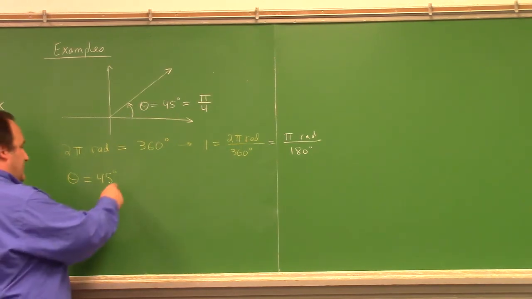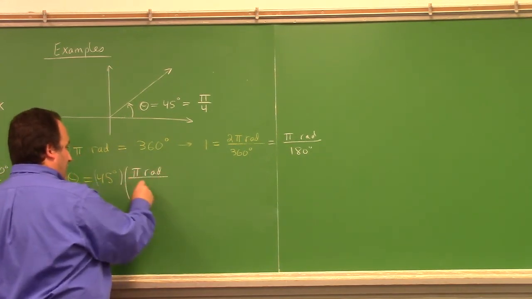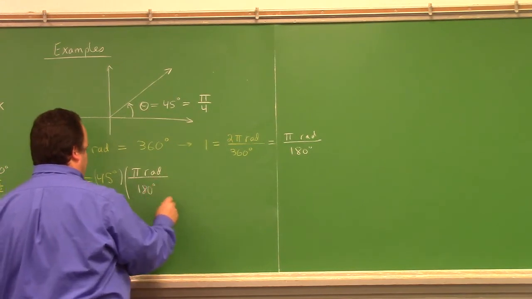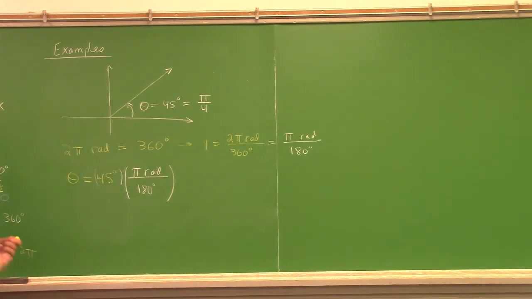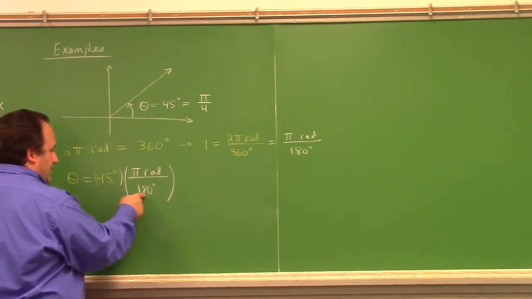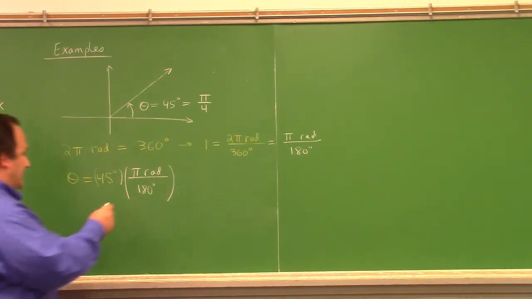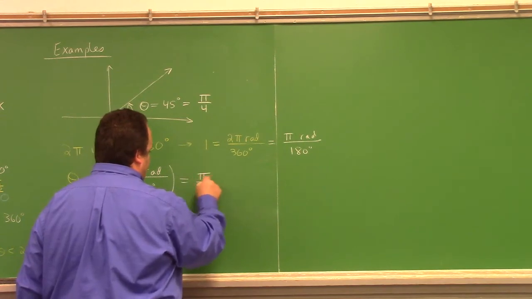And so we do 45 degrees times pi radians over 180 degrees. What happens here is the degree units cancel, and it leaves you with radians. And 180 is actually 4 times 45, right? So 45 over 180 just gives you 1/4. And so there you have it, pi over 4 radians.